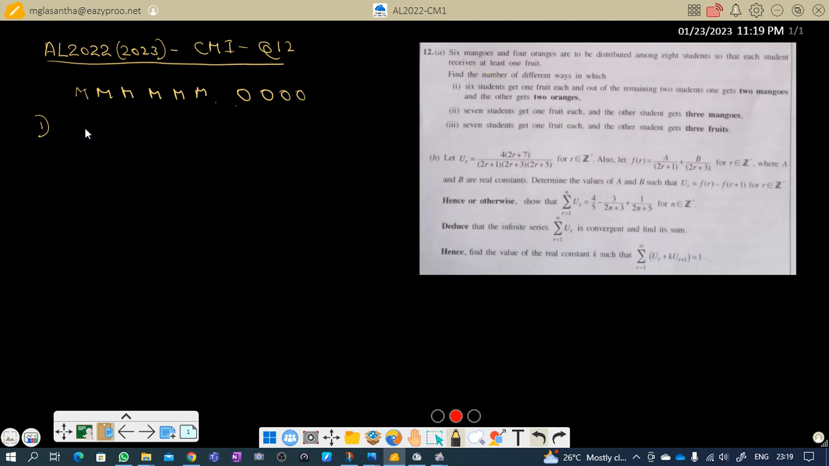That means you have to set 8 parcels. You can take 1 parcel consisting of 2 mangoes, and another parcel consisting of 2 oranges. Now there are 8 students, so there should be 8 parcels. The remaining 4 mangoes form 4 parcels, and the remaining 2 oranges form another 2 parcels. Altogether there are 8 parcels: the first consists of 2 mangoes, the second consists of 2 oranges, and the other 6 parcels each consist of a single fruit. Let's see how you can distribute these parcels among these 8 students.